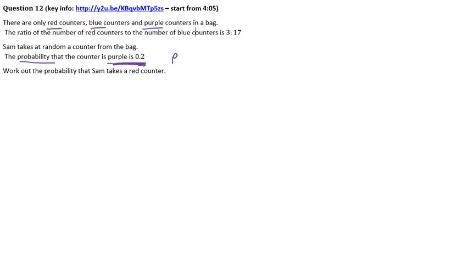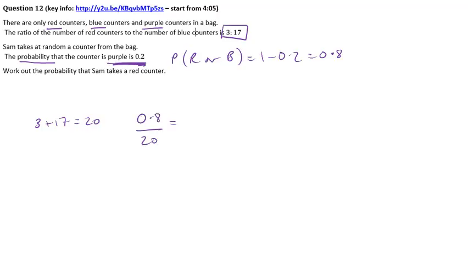So the probability of purple is 0.2. That means the probability of it being red or blue has got to be 1 take away 0.2, so it's 0.8. We can now share this in the ratio 3 to 17. So adding up those parts of the ratio, then we can divide 0.8 by 20, which gives us 0.04.